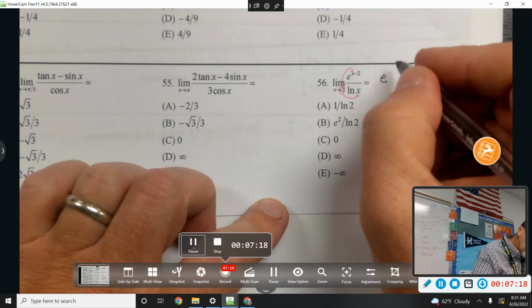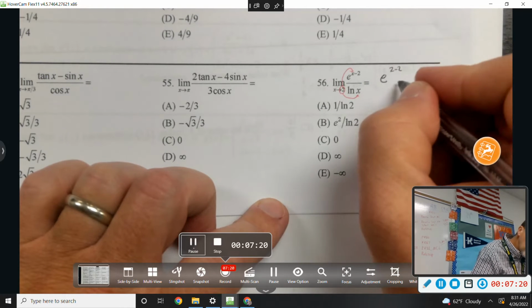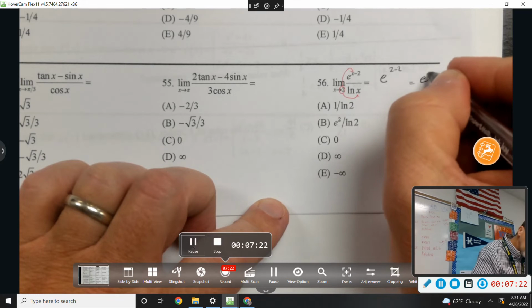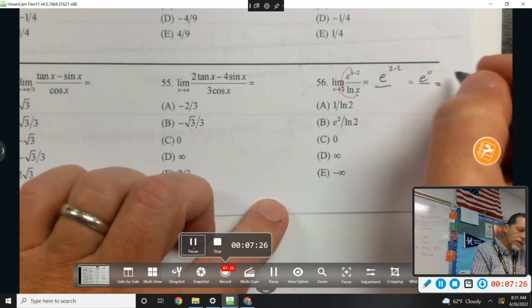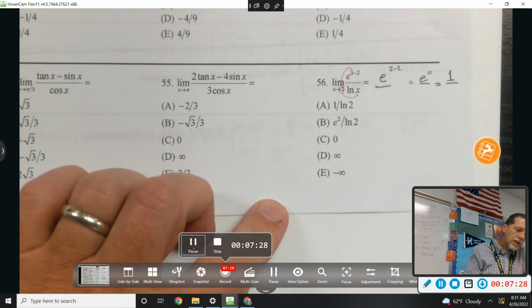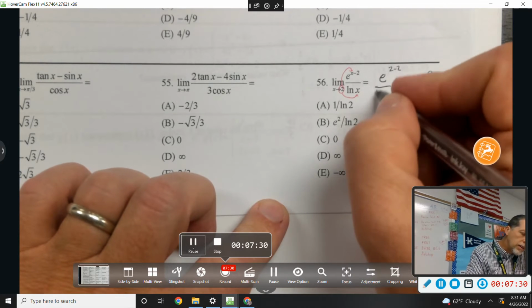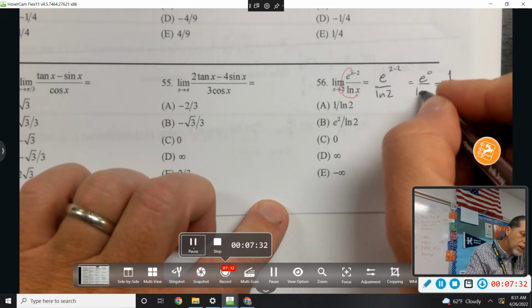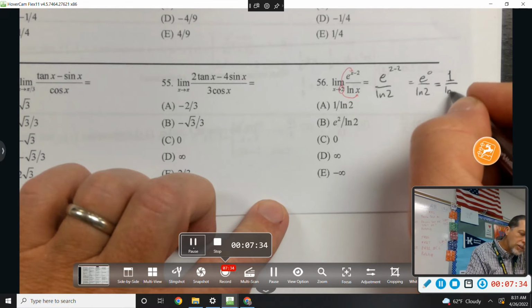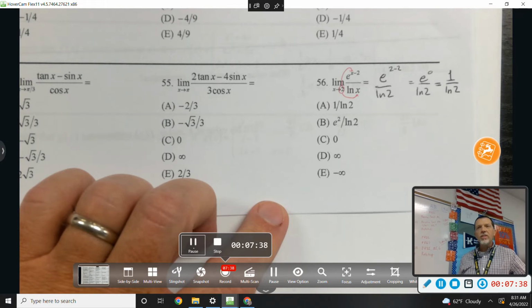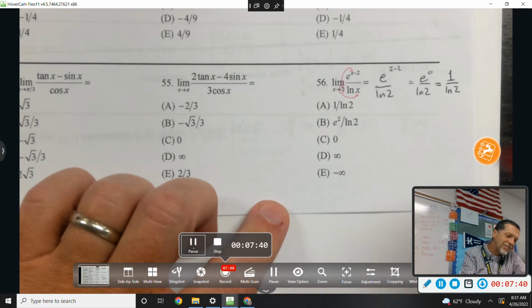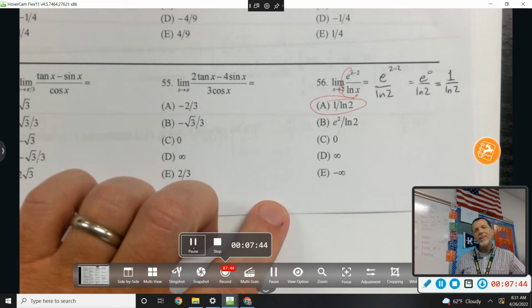E to the 2 minus 2, that would be e to the 0. And what's e to the 0 equal? 1. Anything to the 0 is 1. And then the bottom, natural log of 2. I don't really know what natural log of 2 is, but I start looking at my answer choices. Oh, well there it is, 1 over natural log 2. So it looked ugly to begin with, but it turned out to be okay.